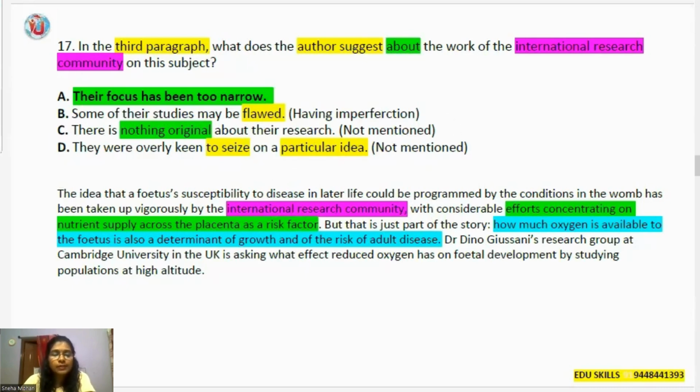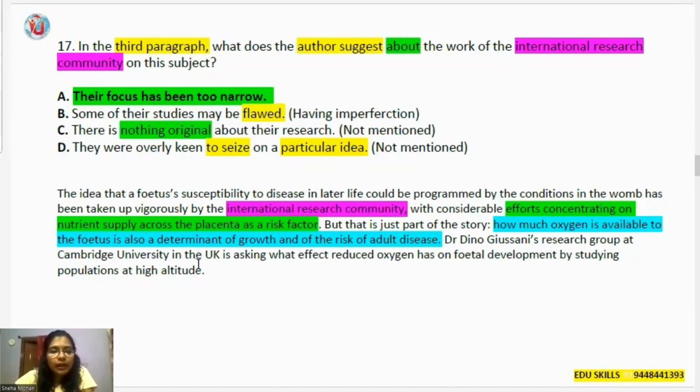And answer option C. There is nothing original about their research. So it is not mentioned. Nothing is mentioned regarding whether it is original or not about the research. Okay. Next, answer option D. They were overly keen to seize on a particular idea. Here it is not mentioned whether they were overly keen. That is, they were excessively interested to seize, meaning stop, on a particular idea. This has not been mentioned in the text.